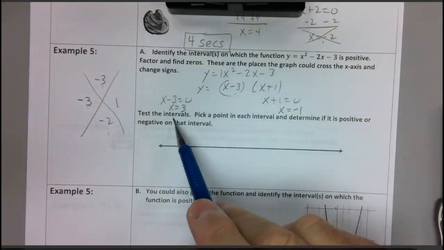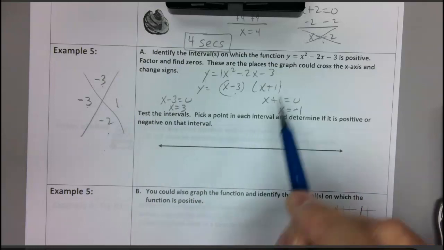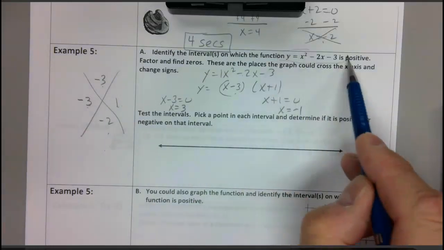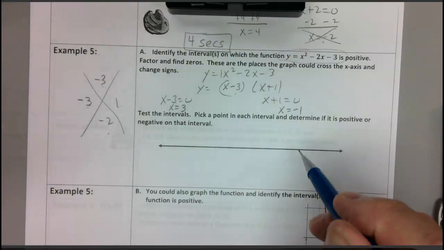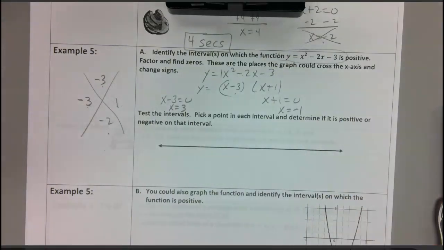Okay? So what I want to do here is test these intervals: pick a point in each interval and determine if it is positive or negative. So if we graph this parabola, we want to see the interval in which it's positive or negative. Positive means it's above the x-axis. Negative means it's below the x-axis. So you could see it with Desmos or a graphing calculator.